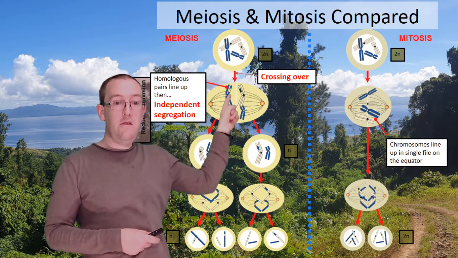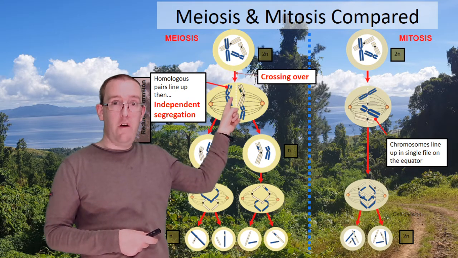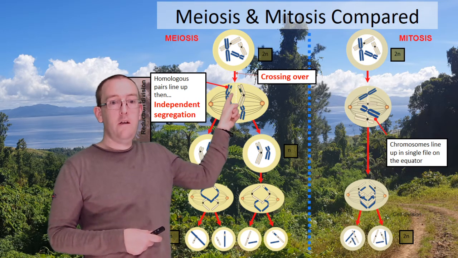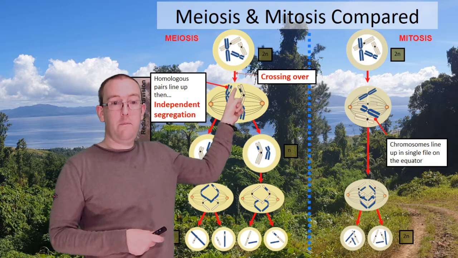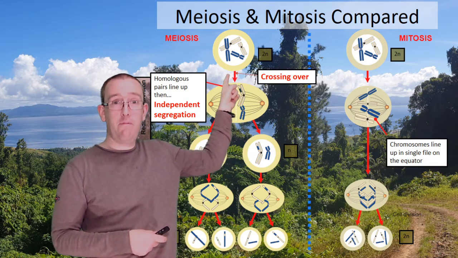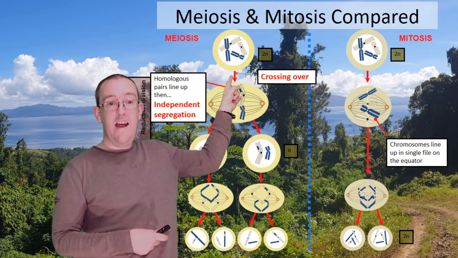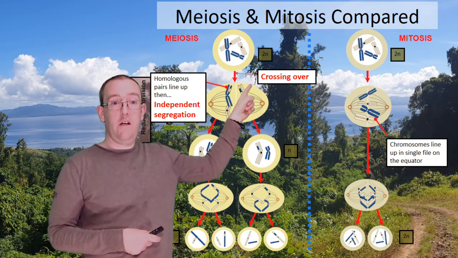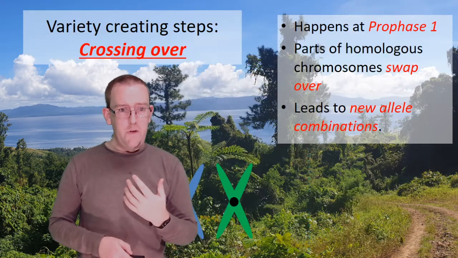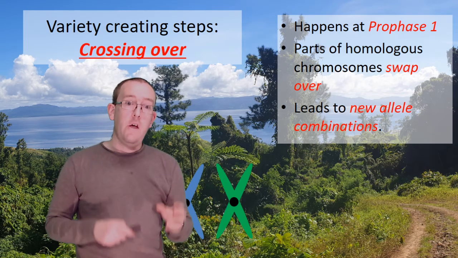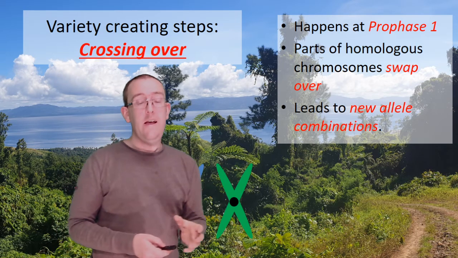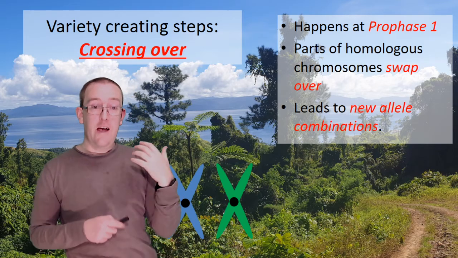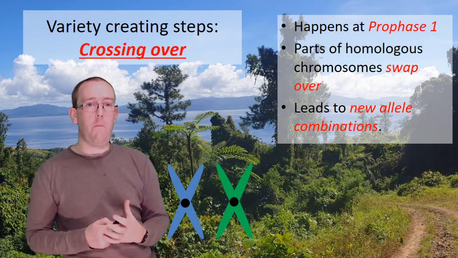By this point here, which you should recognise as actually anaphase, where they're being pulled apart, the chromosomes look a bit different. So something's happened in the middle there at prophase 1 that's led to these little different patches having moved around, and that's crossing over. So moving on then, what is crossing over? Well, it happens at prophase 1, and literally parts of the homologous chromosomes swap over with each other and you get new allele combinations.